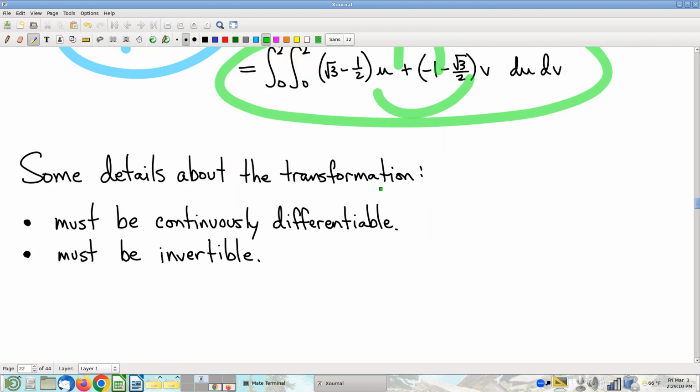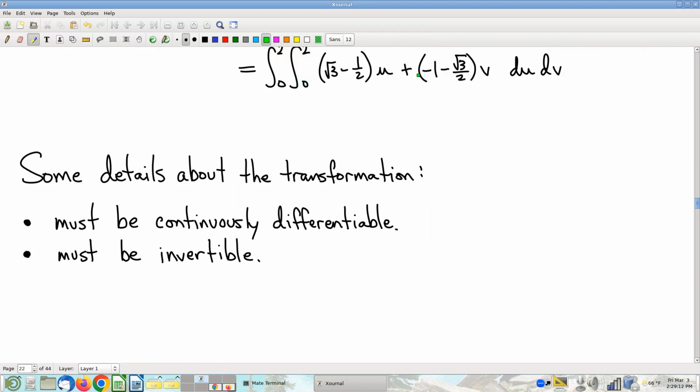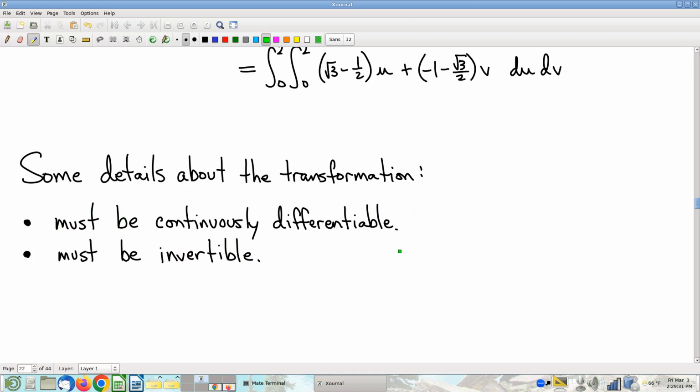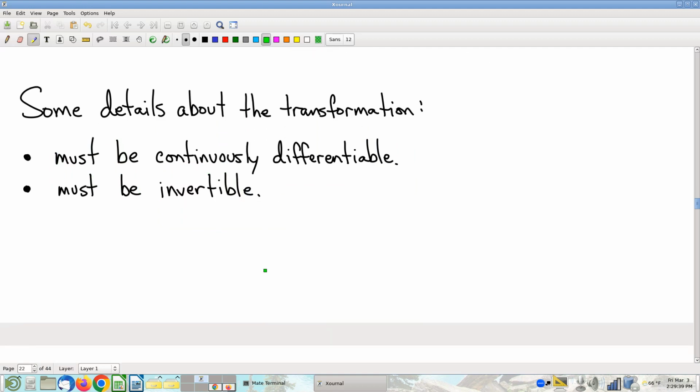So a couple of formalities I need to get said. In order for everything to work out, I do need my change of variables function to be continuously differentiable. If it's not, then your integrand's not continuous, and we haven't defined integrals for non-continuous integrands. Anyway, no big deal. The other thing is it does also have to be invertible. And I want to draw a quick picture just to give you a rough idea why it needs to be invertible.